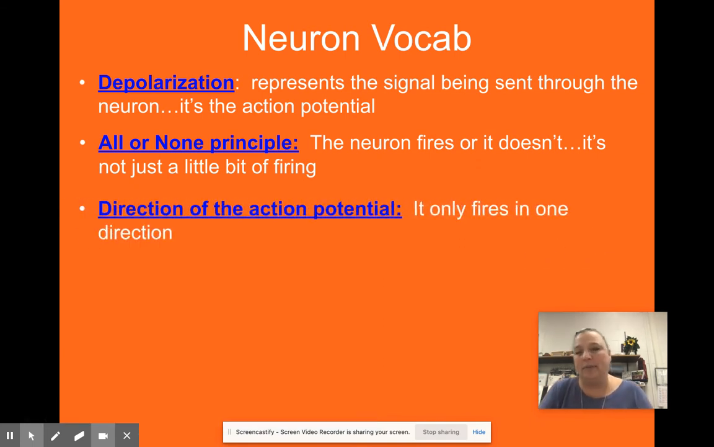The other thing to know about the neuron, I think I mentioned this before, is called the direction of the action potential. It basically means that a neuron only fires one way. It comes in here and it sends out this way, pew, pew, pew, pew, but it doesn't come back the other way. It only goes one direction.